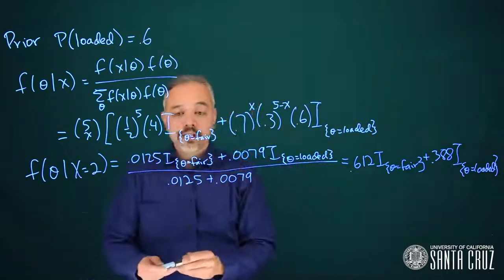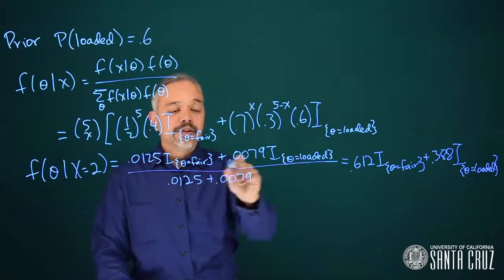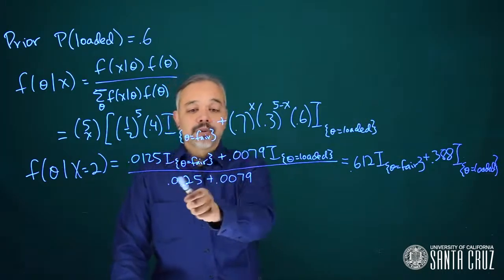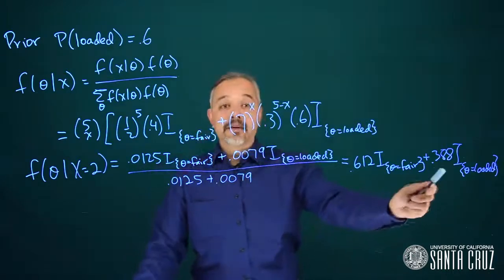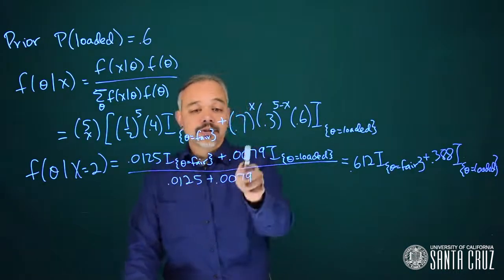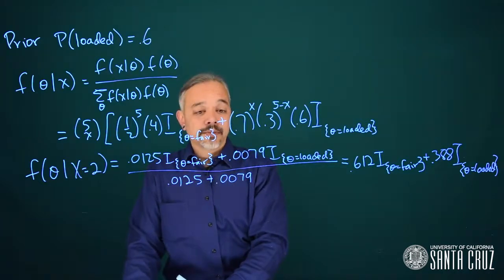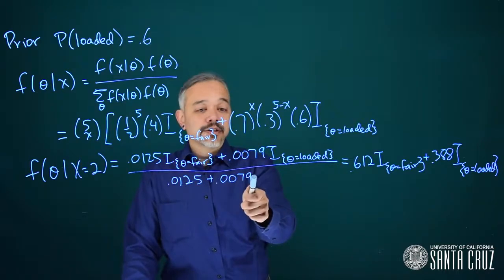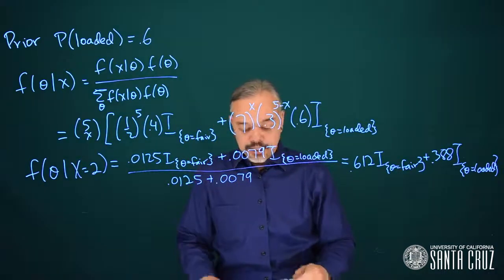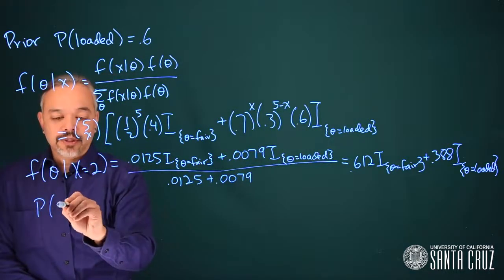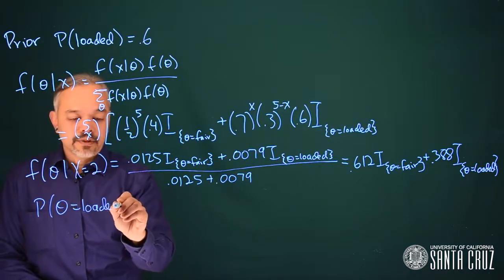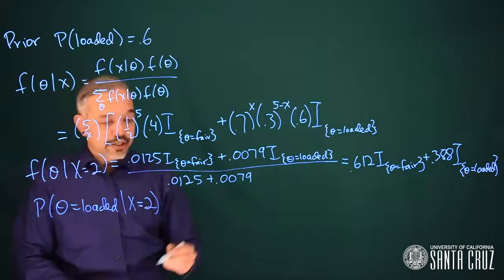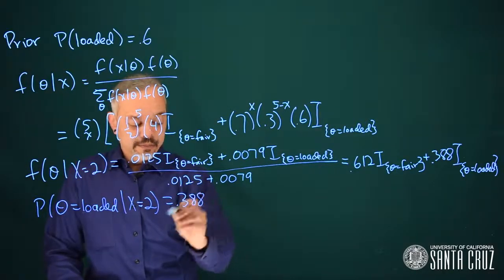As you can see in the calculation here, we have the likelihood times the prior in the numerator, and in the denominator, we have a normalizing constant, so that when we divide by this, we'll get answers that add up to 1. These numbers match exactly in this case because it's a very simple problem. But this is the concept that goes on. What's in the denominator here is always a normalizing constant, so that at the end of the day, we get probabilities. And so we can say at the end of the day here, the probability theta equals loaded given x equals 2, our posterior probability that this is the loaded coin, works out to be 0.388.